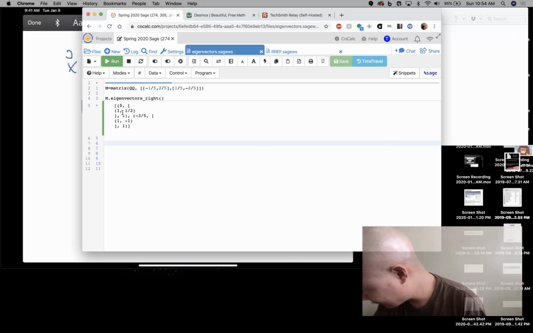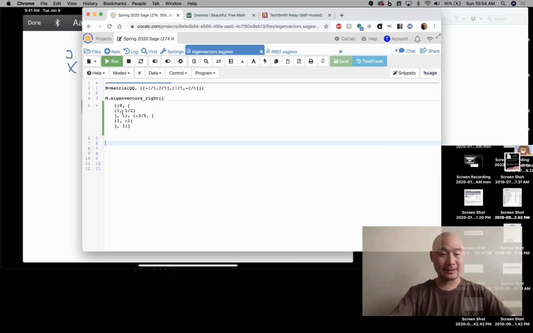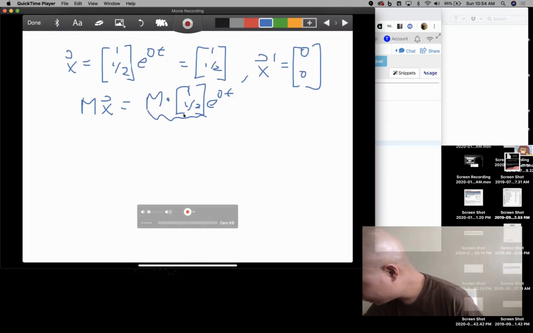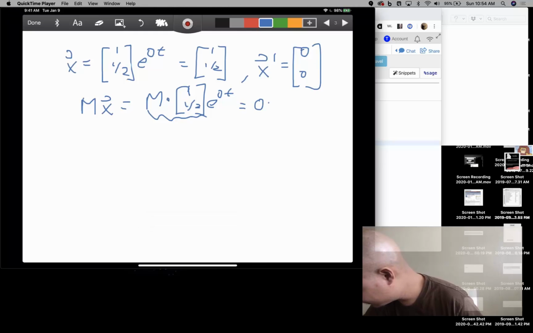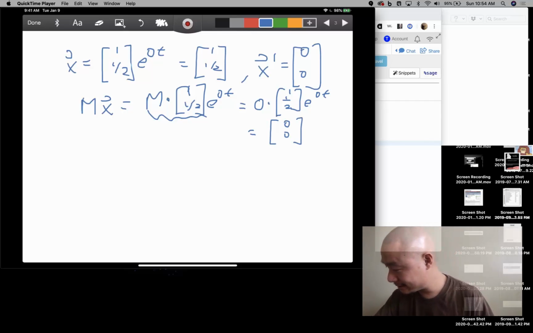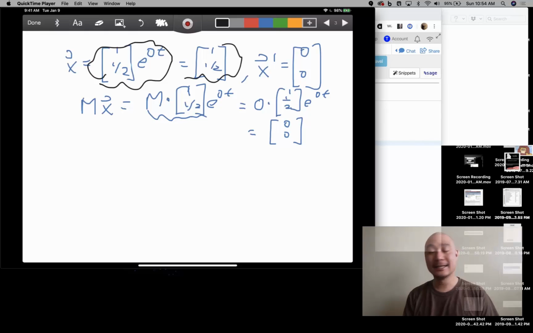1 and 1/2. Well, the point is still that because this is a right eigenvector associated with eigenvalue 0, m times 1 1/2, this term here, is still going to be equal to 0 times 1 1/2 e to the 0t, which manifestly still gives us 0, 0. So this, and maybe more easily written, is a solution to this differential equation.